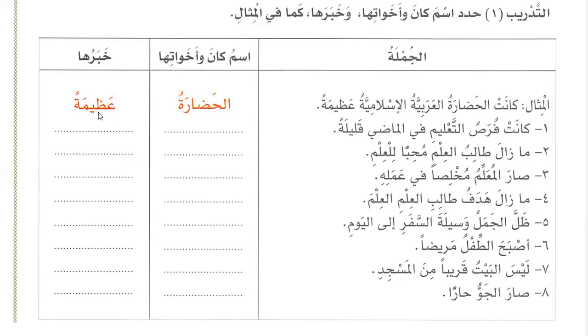كانت فرص التعليم في الماضي قليلة. فرص and قليلة. Correct. ما زال طالب العلم محبا للعلم. Talibu and muhibban. Al muallimu mukhlisan fi amalihi. Al muallimu and mukhlisan. Yes. Ma zala hadafu talibil ilmi. Hadafu and ilma.